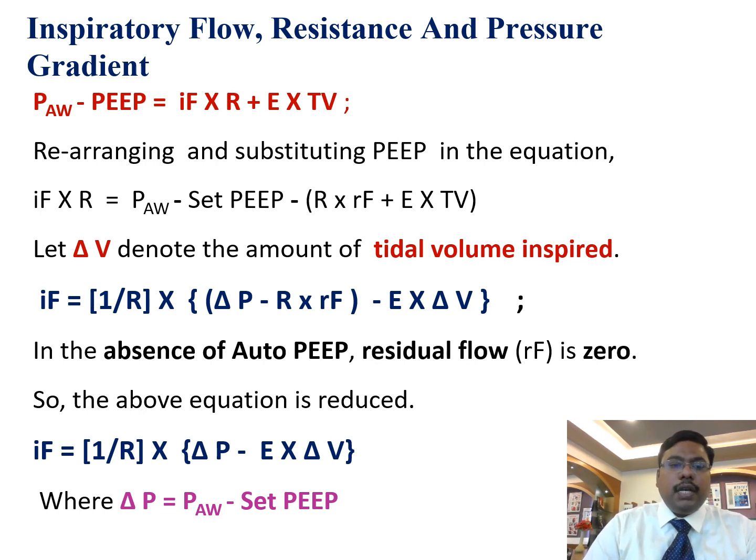In this equation, airway pressure minus PEEP is equal to inspiratory flow into resistance plus elastance and tidal volume. You have to substitute PEEP and then rearrange, and tidal volume is denoted by delta V. So we will be getting the result: inspiratory flow is equal to 1 by R, R denotes resistance, so 1 by R into bracket delta P minus resistance into residual flow, close the bracket, then minus elastance into delta V. In the absence of auto PEEP, the equation becomes inspiratory flow is equal to 1 by resistance into delta P minus elastance into delta V, where delta P denotes airway pressure minus set PEEP.